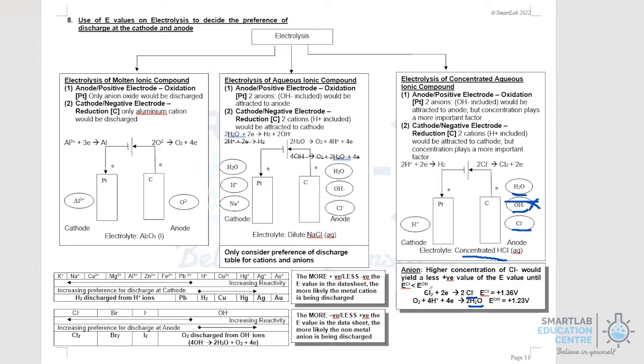Concentrated Cl minus means that the concentration of Cl minus is extremely high. If the concentration is high, the position of equilibrium will shift backward based on Le Chatelier's principle. So we expect the standard electrode potential value of 1.36 volt to drop below 1.23 volt. Hence, because of this, Cl minus is preferably discharged instead of oxidizing your water molecules to form oxygen.